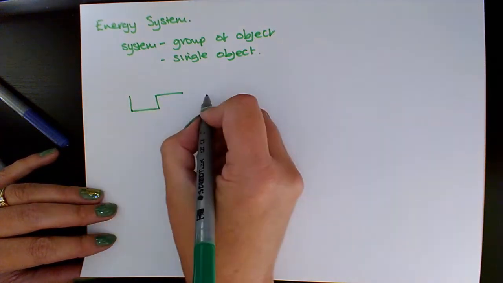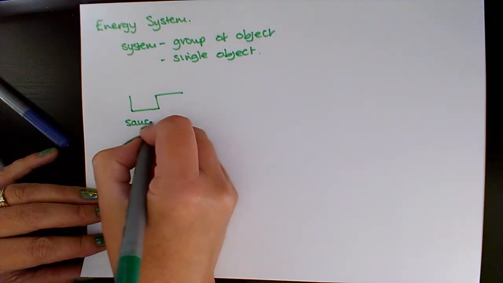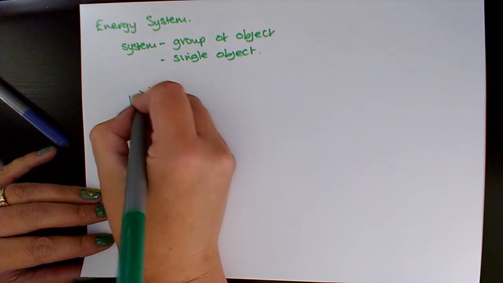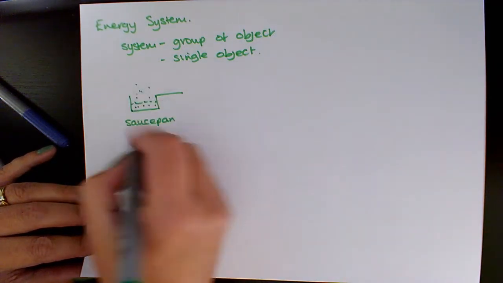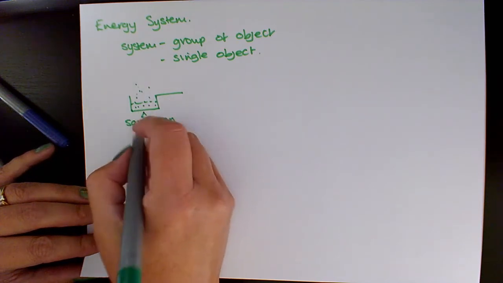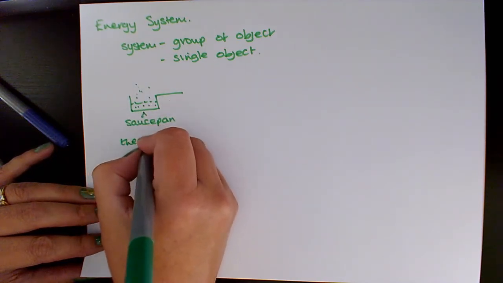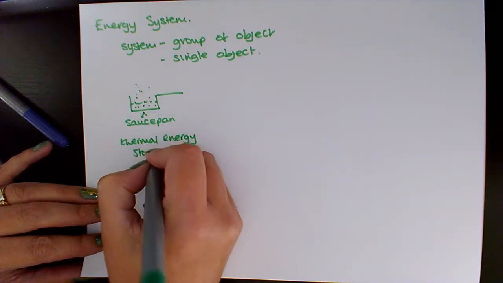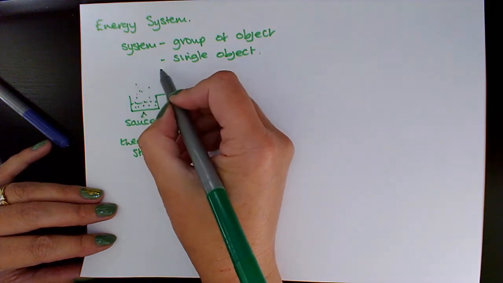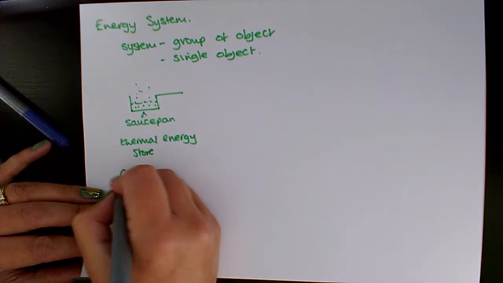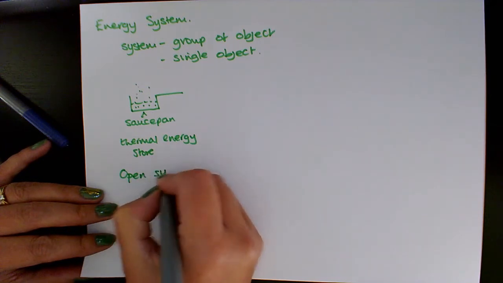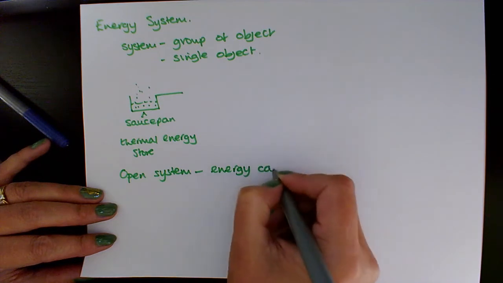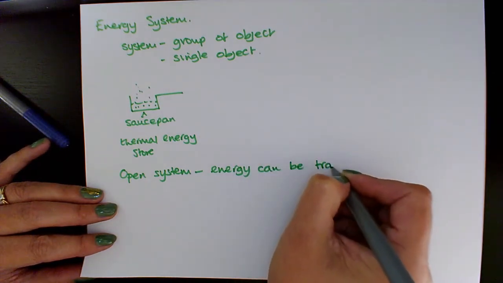So to give you an example, here is a saucepan that's got some water in it, which is all bubbling away quite happily, and underneath it there's a flame. Okay, so there's a thermal energy store here, but that energy can actually exit the saucepan. So this would be an example of an open system. Our energy can be transferred away from the system.